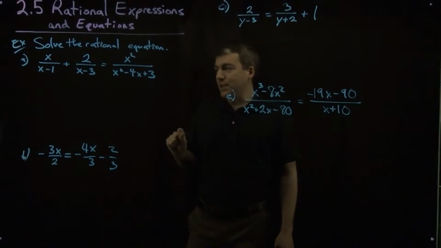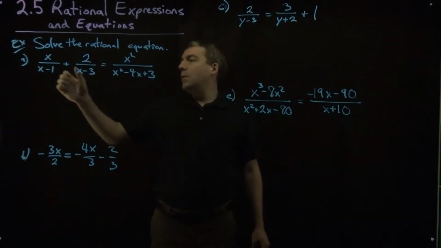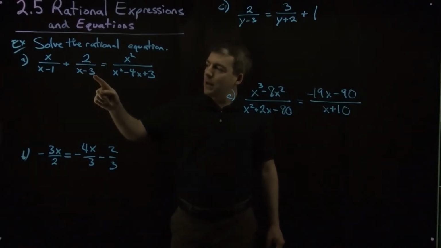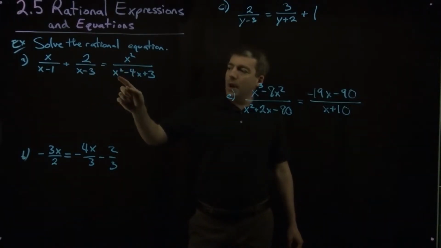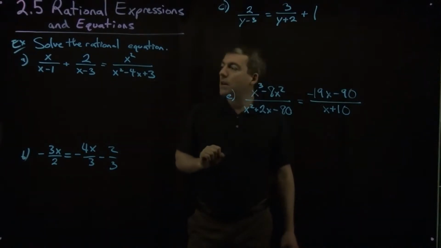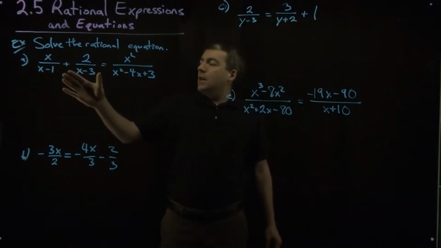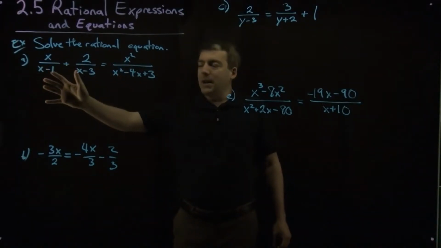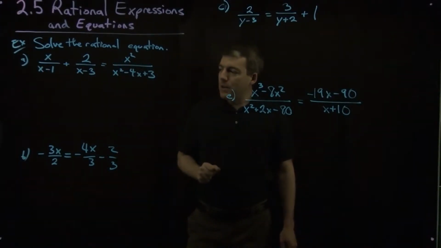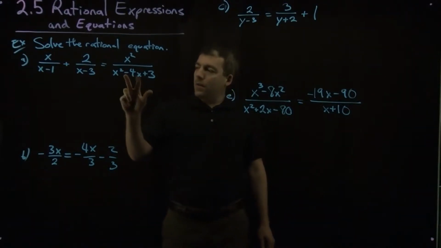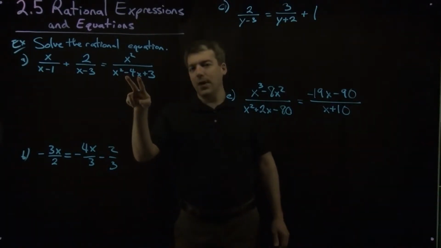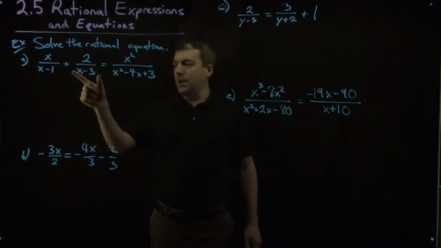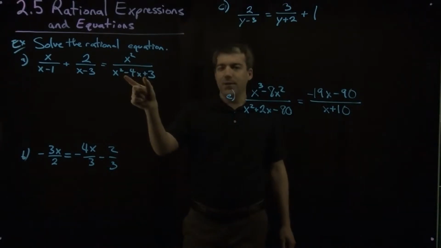Let's take a look at this first example. We have x over x minus 1 plus 2 over x minus 3 equals x squared over x squared minus 4x plus 3. All right. So what we'll want to do is multiply both sides by something that clears the denominators. And for that, we need to see what factors of the denominators live over here. So we've got an x minus 1, okay, an x minus 3, fine. And what does this factor into?